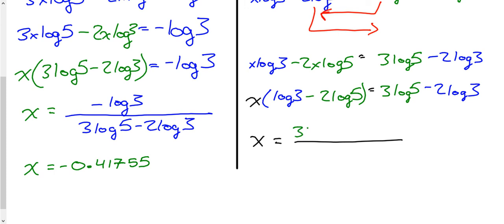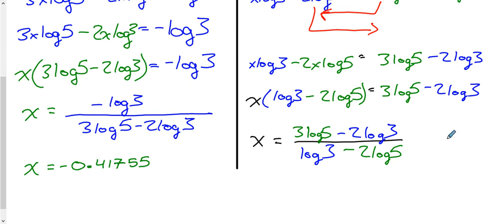3 log 5 minus 2 log 3. All of that is now being divided by log 3 minus 2 log 5. And there we go. We have our final answer.